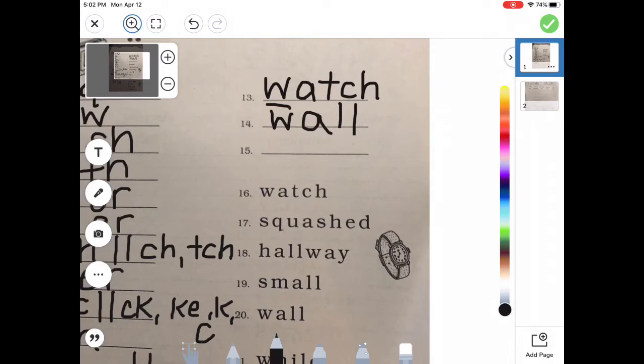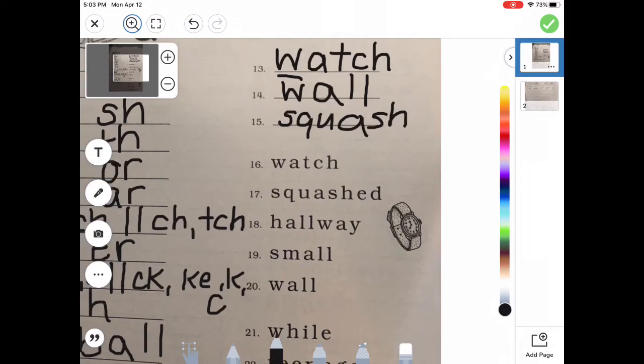Let's try squash. Squash. So I've got that squa sound, squa. Squa is actually 3 letters together. Remember, it blends together, S-Q-U. Then I have that ah, sh, S-H. Now remember, after the combination Q-U, sometimes it's an A that makes that ah sound, squash.